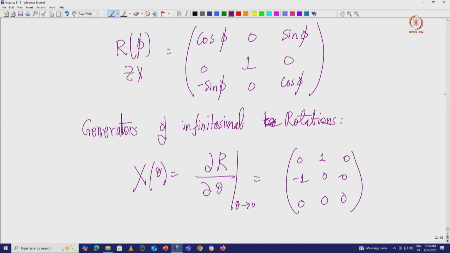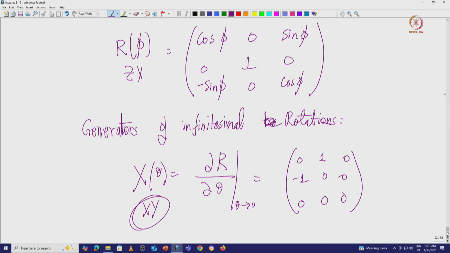So what does this x do? X generates tiny infinitesimal rotations. If you multiply with delta theta, it gives you one rotation. So this is a rotation in the xy plane essentially.